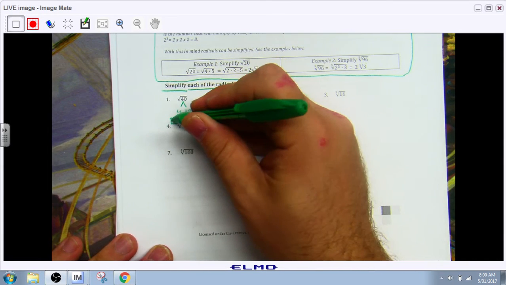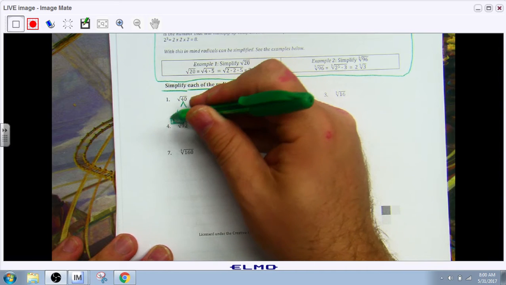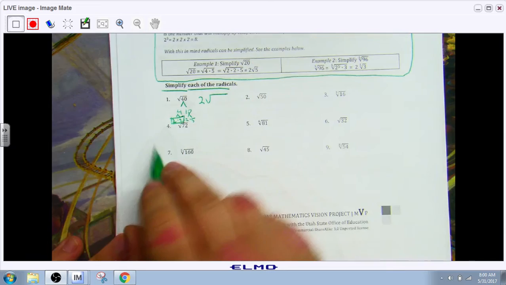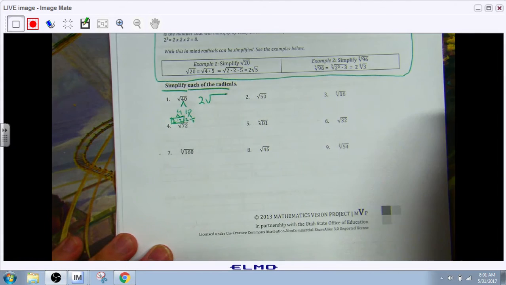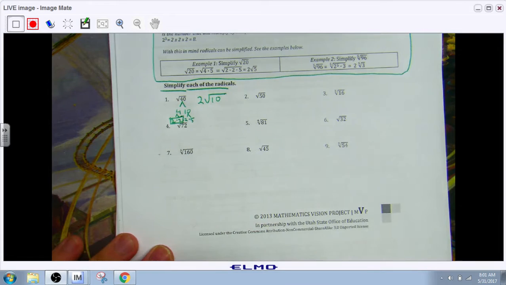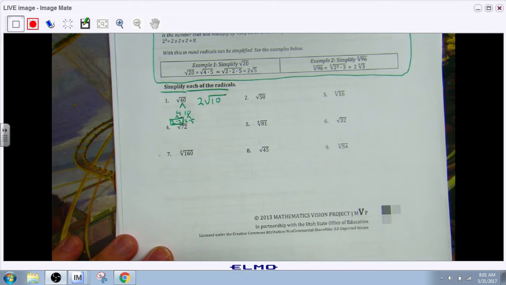So what I do is this is a square, and I'm square rooting. So I undo the square, giving me a 2 outside the radical, and then underneath the radical I have whatever's left over, a 2 times 5, which is 10. So this simplifies as 2 root 10. Let's do the same thing for the next one.